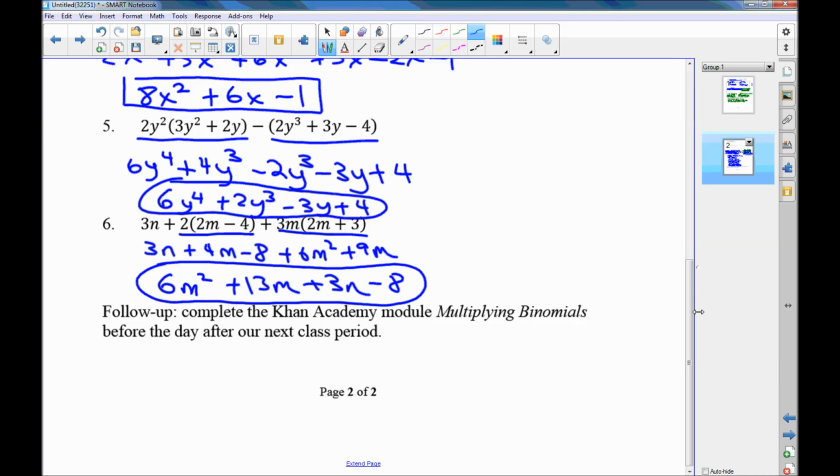All right. So your follow-up tonight is to complete the Khan Academy module Multiplying Binomials. It's just practice on FOIL before the day after our next class period. So hopefully you can do it before the class period, but if you're having trouble, come in and ask for some help on multiplying binomials again. Okay? I'll see you in class next time.